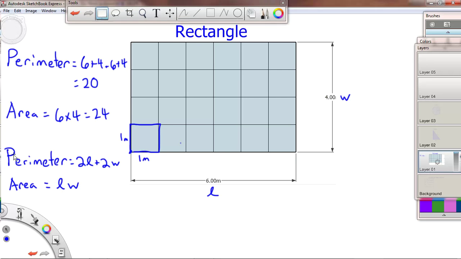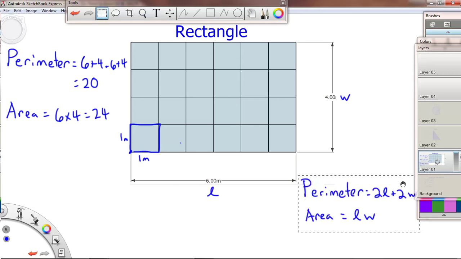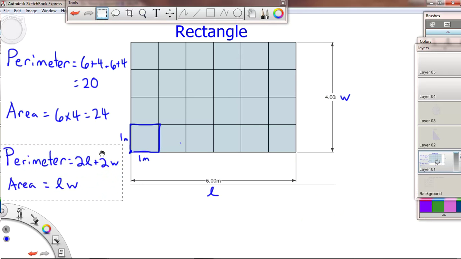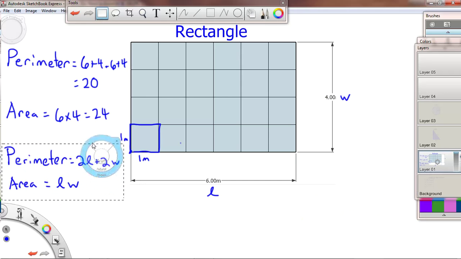Okay, so let's go ahead and take this little box here. And I don't really know where I want to put this right now. We're going to clear the screen in a second. But these are your formulas for area and perimeter of a rectangle.